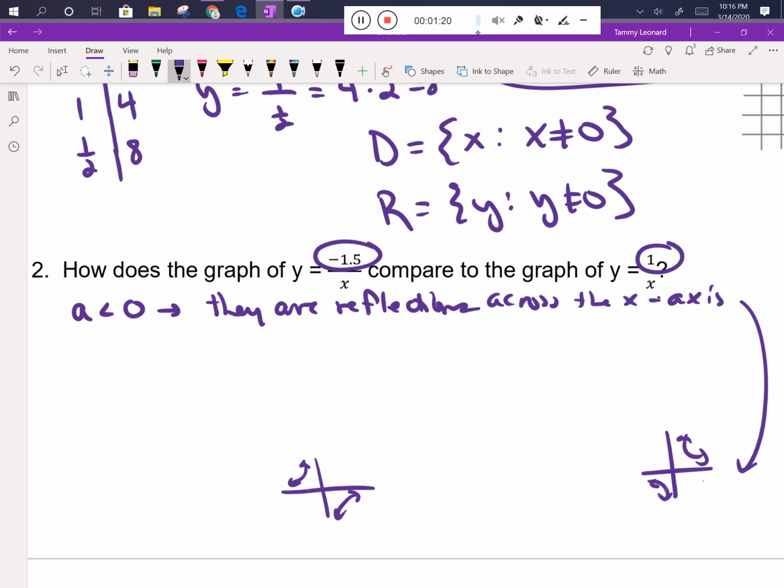The other thing we notice is that in the first graph, we have an A value of 1. In the second graph, we have an absolute value of A that's going to be greater than 1. So that's going to be a stretch. Since the absolute value of A is greater than 1, this is going to have a vertical stretch. Now, a vertical stretch can be kind of hard to visualize in this case. If I was in class, I would take a flexible ruler and show this to you, but let's see what we can do.